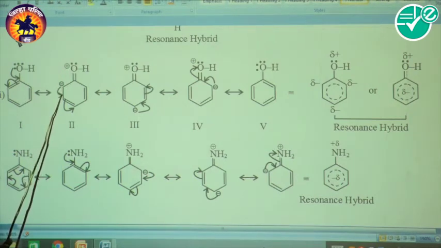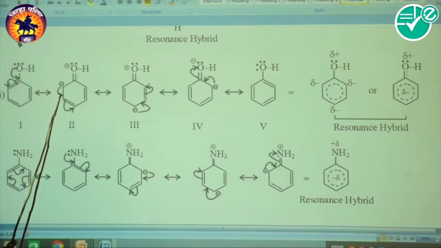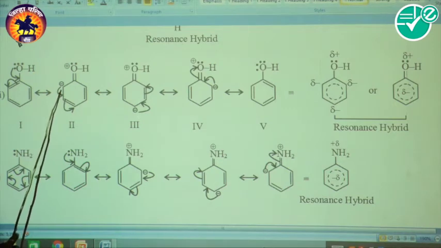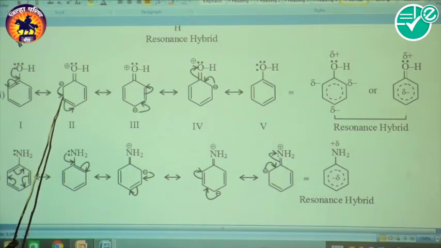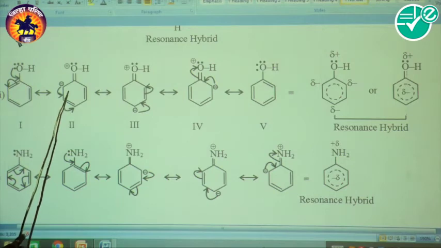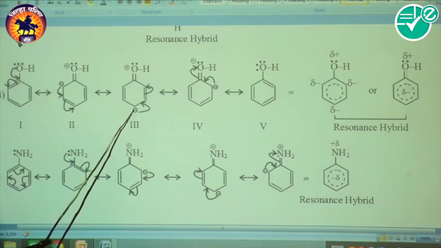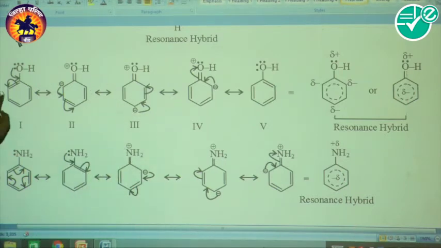So the negative charge is again converted into a pi bond, because this carbon already has four bonds, and therefore the next bond cannot form. When it accepts the pair of electrons in the form of a bond, what happens? This bond is converted into an electron pair. So there is a negative charge here.